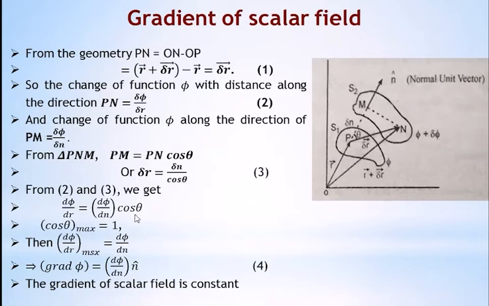If we take 0, that is the minimum value of cos theta. But here we are taking the maximum value of cos theta. So the maximum value of cos theta is equal to 1. Then d phi upon dr maximum is equal to d phi upon dn. Then we write grad phi. So we write d upon dr phi is equal to d phi upon dn n cap.